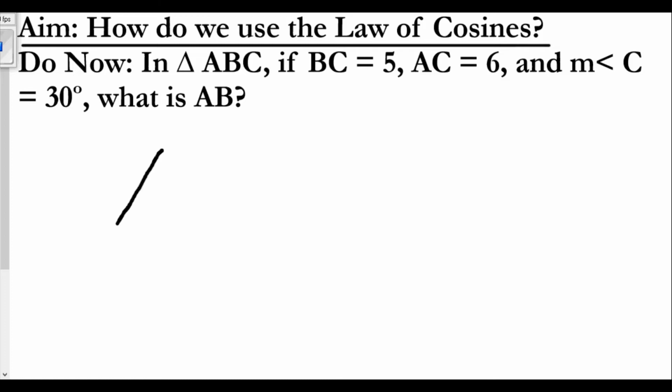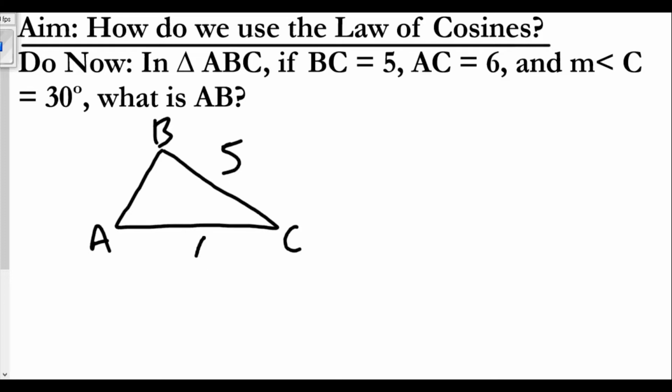So let us draw this, shall we? So here, let's see now. In this case, AC is 6, so this is C. I'll make this A, and its base BC is here. So BC is 5, AC is 6, and the measure of angle C is 30 degrees.